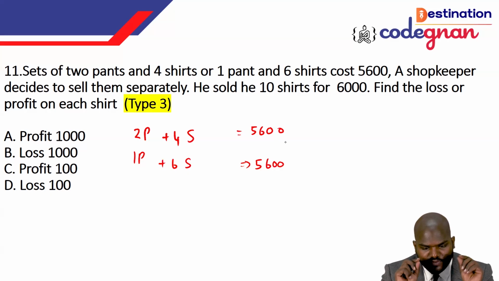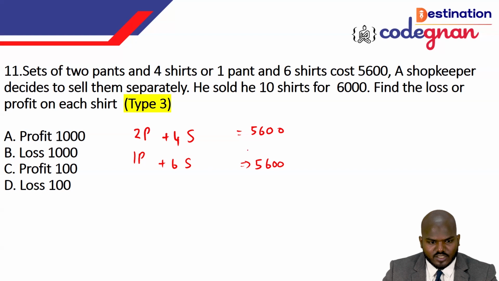They are asking the price of each shirt, that is the question. Okay, and now I want to calculate it. He sold 10 shirts for 6000 rupees. If he sells only shirts or only pants, he can get some more profit. That's how the shopkeeper is planning to sell it. So according to this, he sold the shirts for 6,000 rupees. That's what they are mentioning here.